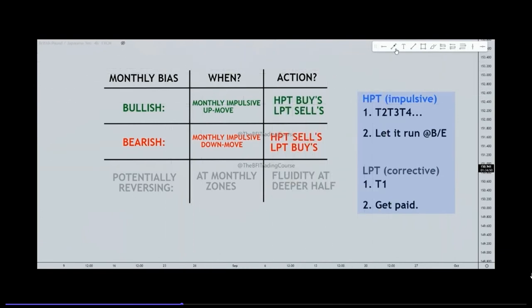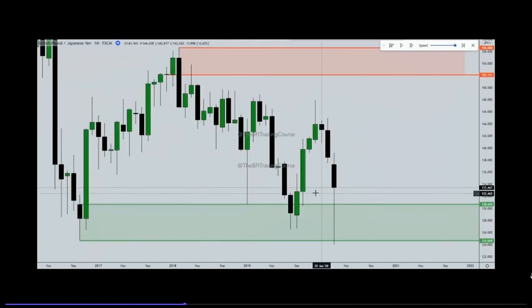Now, when do you shift from bullish to something else, which is maybe we've reached the zone? So when are we going to be potentially reversing at the monthly zones? Let's even go back even further. Okay, but well, we'll leave it here.